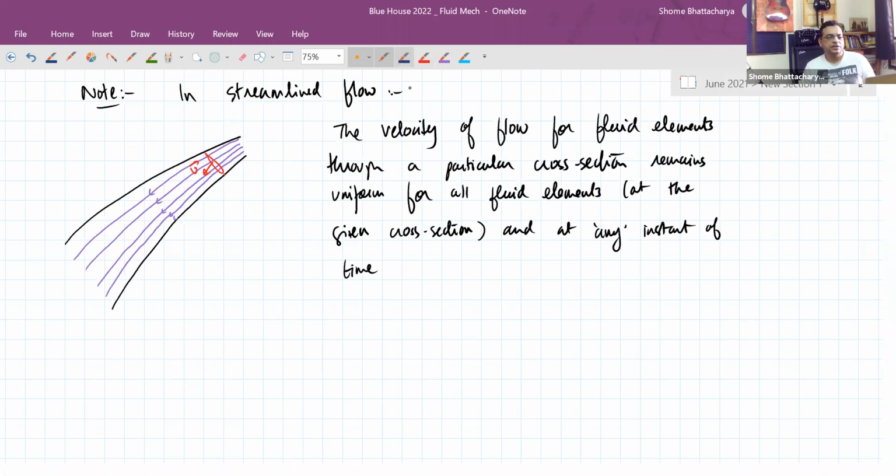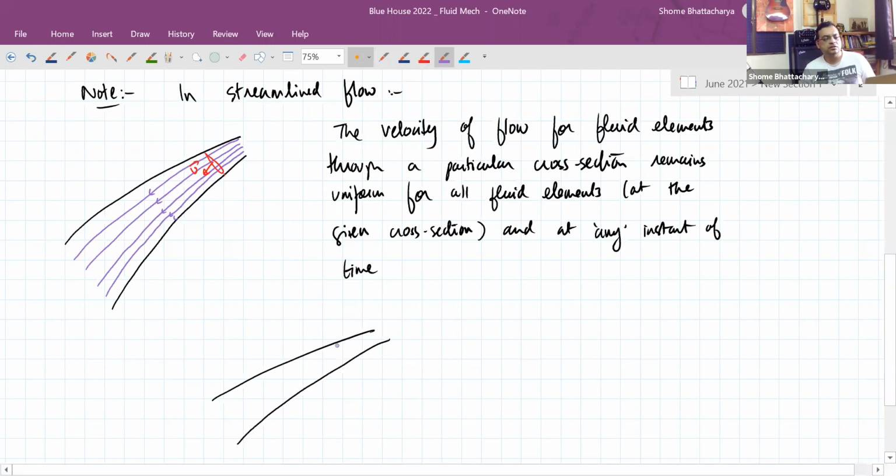Okay. So what that basically means to say is that if we are looking at this particular cross section right now at a time t1, we notice that there are fluid elements passing through it. They are moving with the same velocity v.